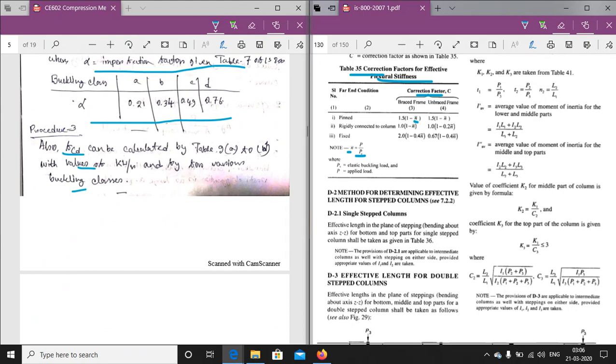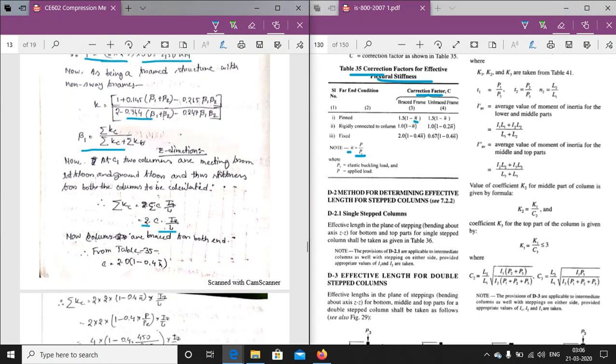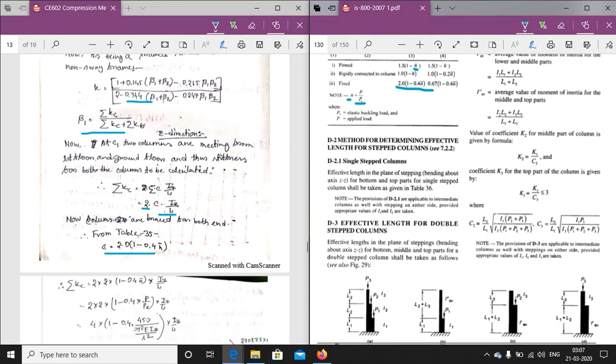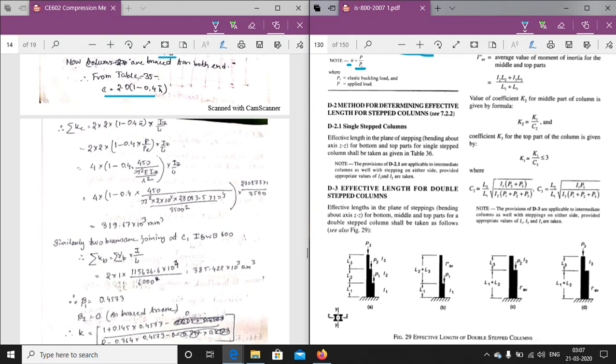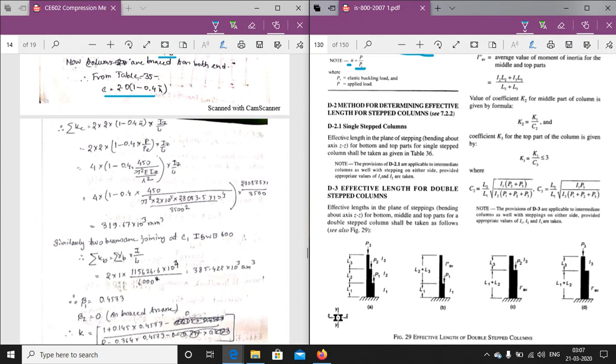So in our math, we have considered the value of 2.0 into 1 minus that value, because it is a braced frame, and for that we have calculated that n dash equals P by PE. What is the value of PE? We all know that PE is equal to pi square EI by L square. Now pi square EI by L square, this is the value.